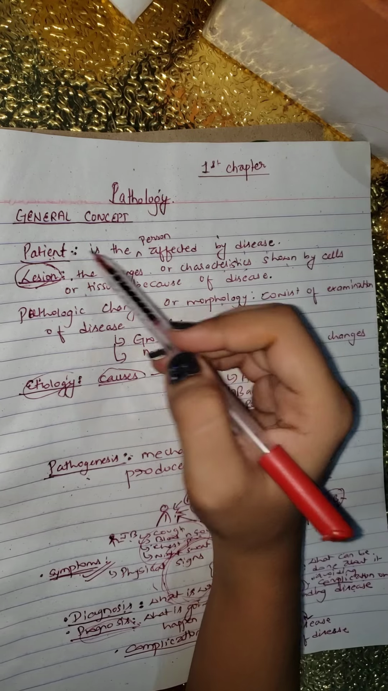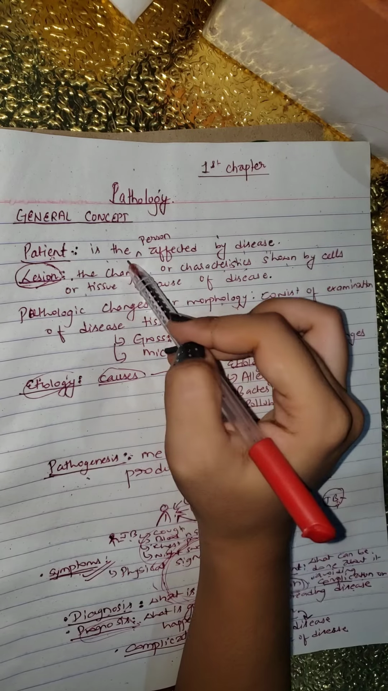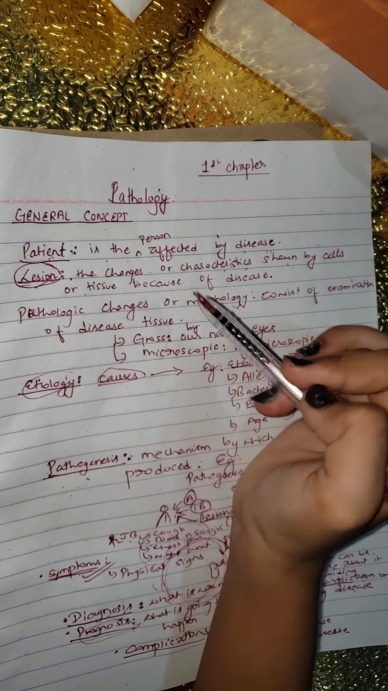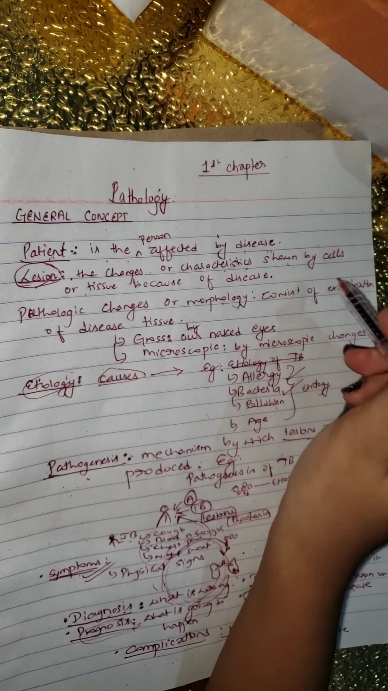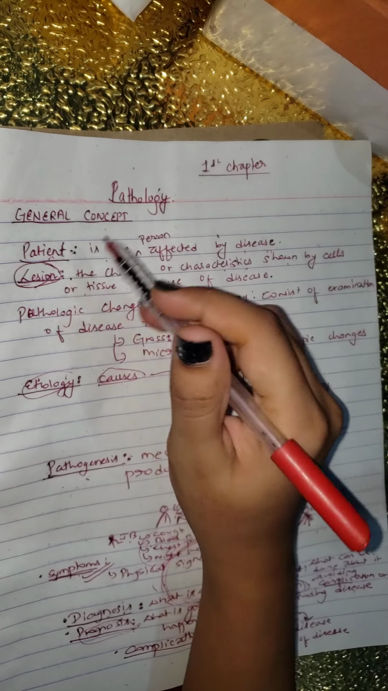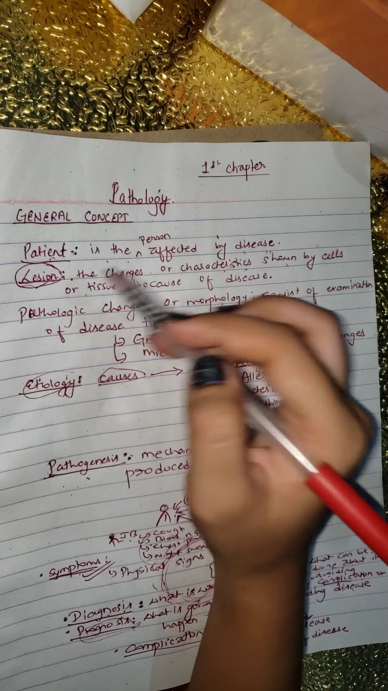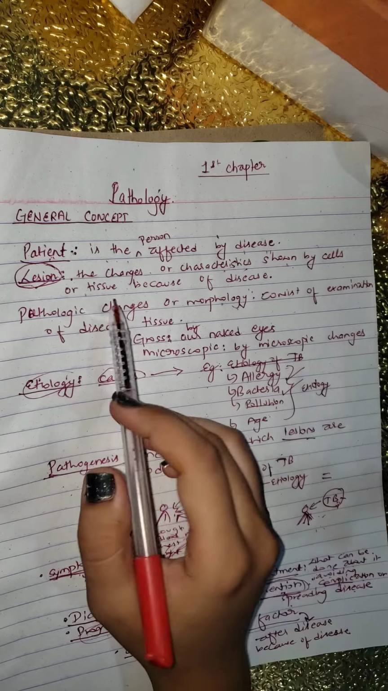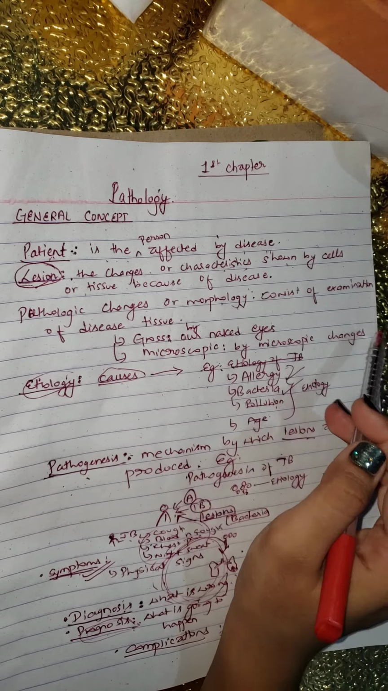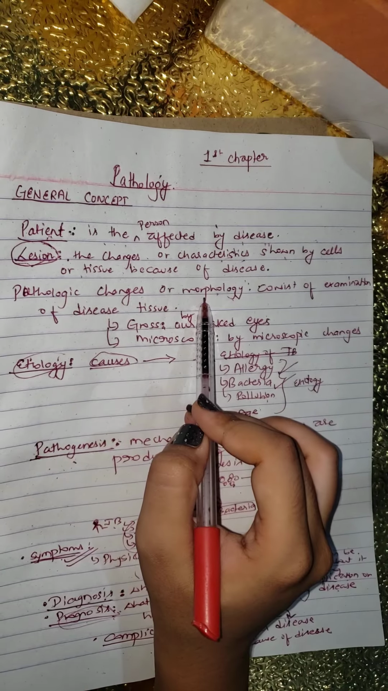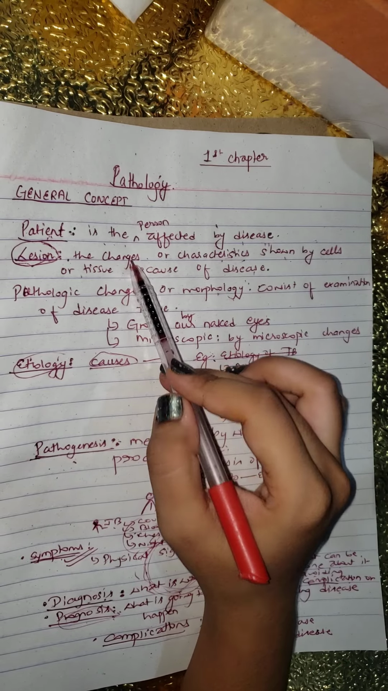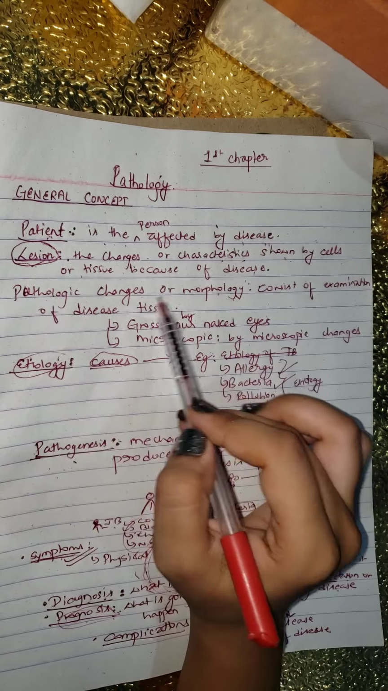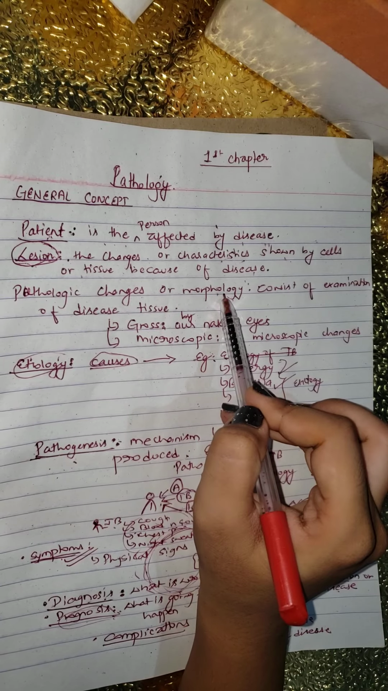A patient means a person affected by disease. If a patient is showing certain characteristic changes in their cells or tissue, those changes are called a lesion. It can be because of disease. What are pathologic changes or morphology? Because of the disease, there are certain changes which are shown, which are called lesions. Those changes are called morphological changes.